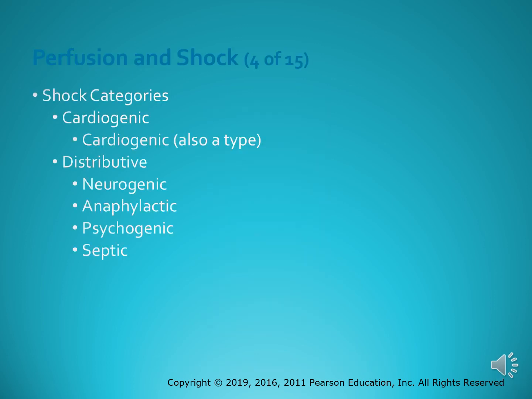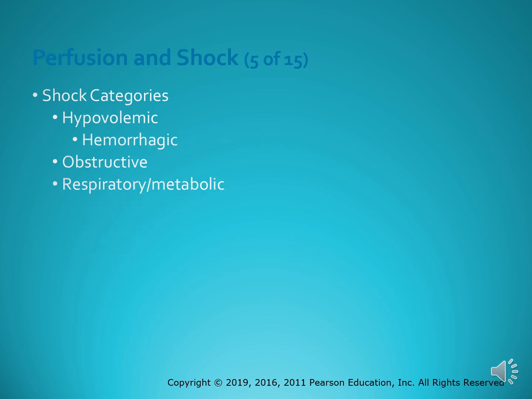So shock categories, we'll start out with cardiogenic shock. Cardiogenic is also a type of shock. Then we've got distributive shock, which is neurogenic, anaphylactic, psychogenic, and septic. There's also hypovolemic, which is the hemorrhagic, obstructive, and respiratory and metabolic.